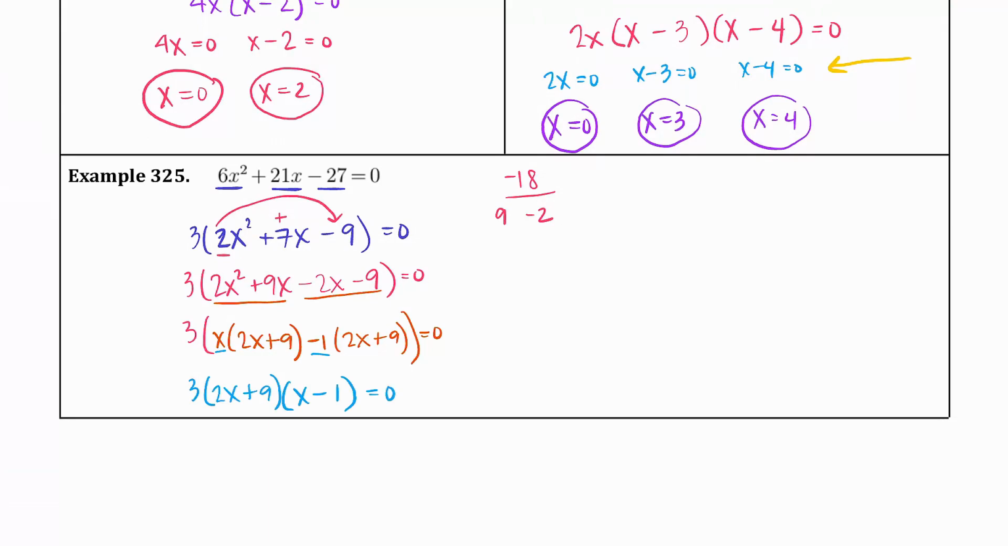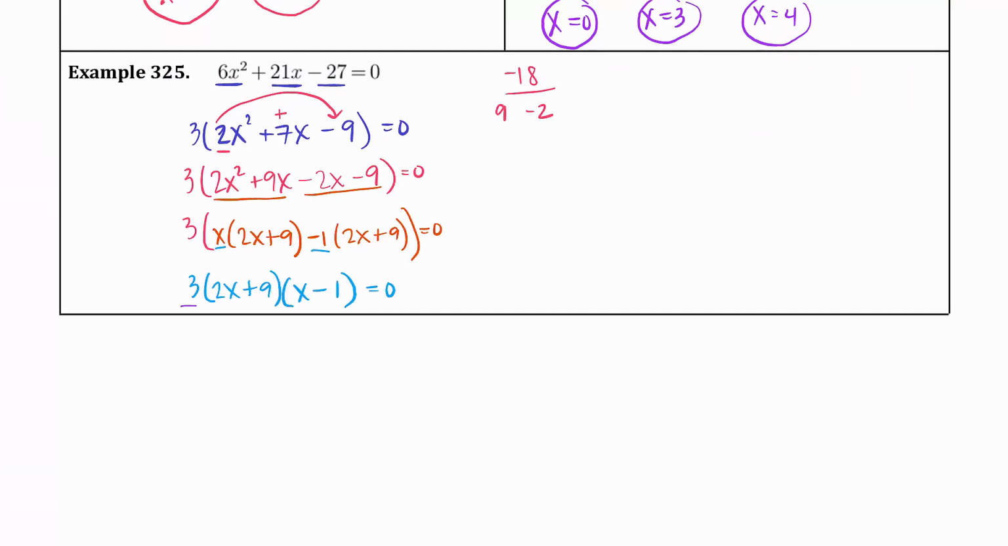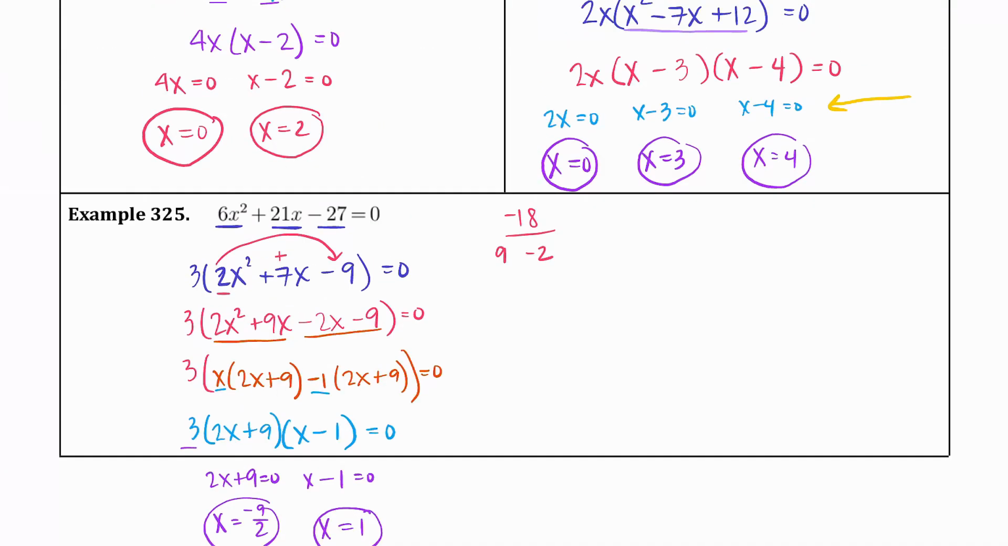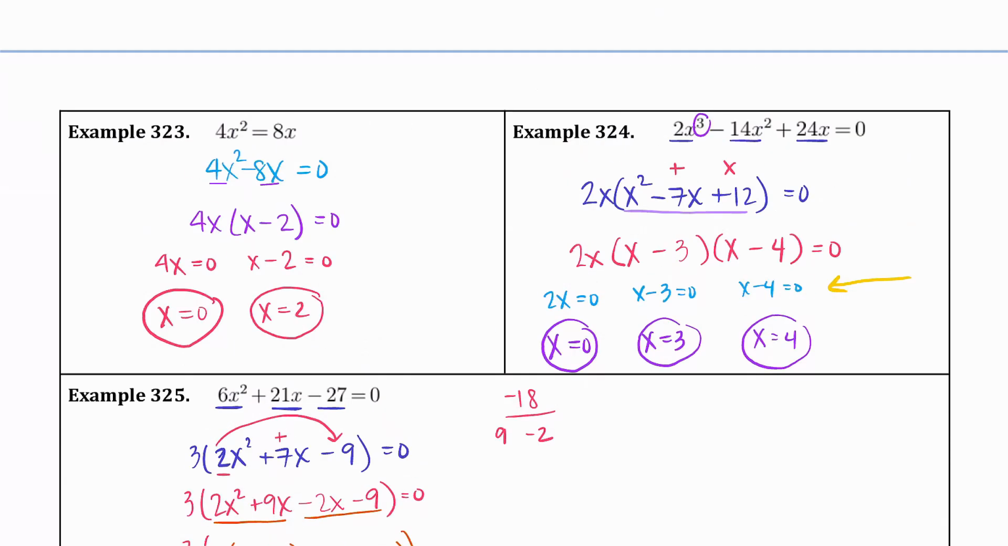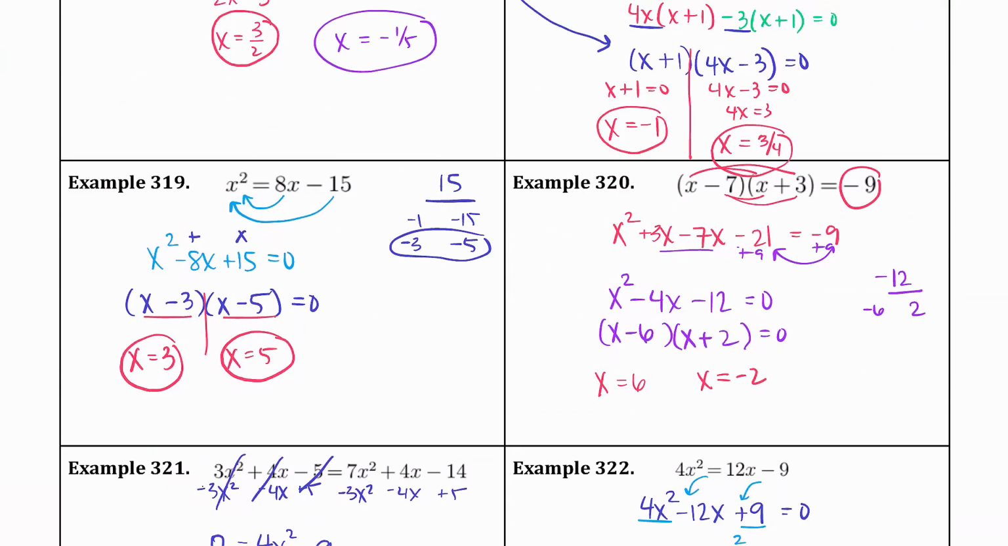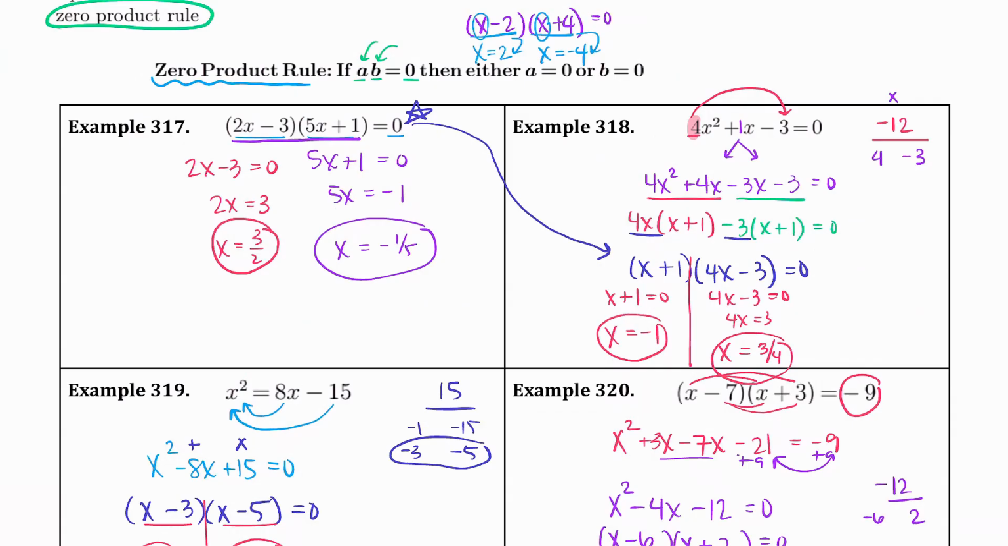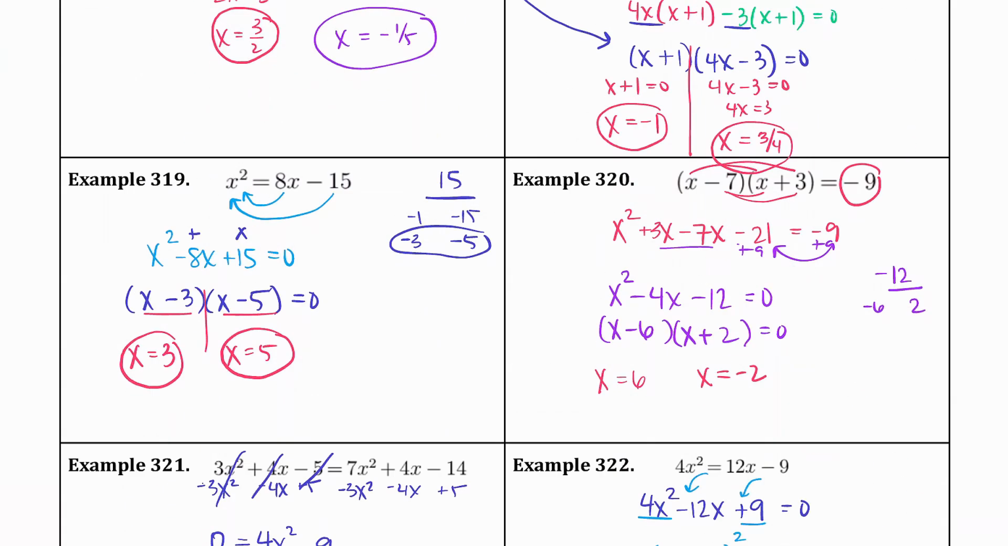When I'm solving this, I'm going to disregard this 3 here. There's not a variable to solve for in that factor. So we really just have 2x plus 9 equals 0 and x minus 1 equals 0. If I solve this one, I get x equals negative 9 halves and I get x equals 1. So we're going to factor like we've learned using our different methods: difference of squares, perfect square trinomials, where a is equal to 1, where a is greater than 1, and once we have it factored, we use our zero product property to help us find our solutions.